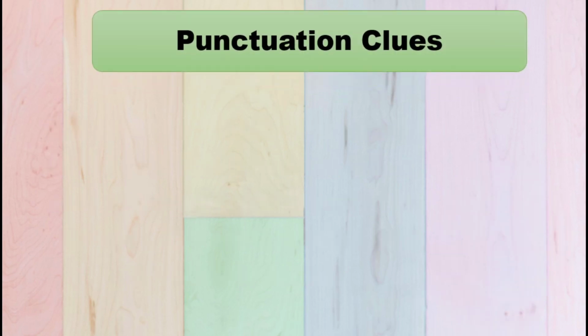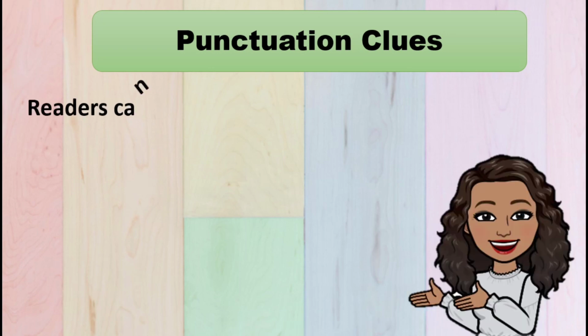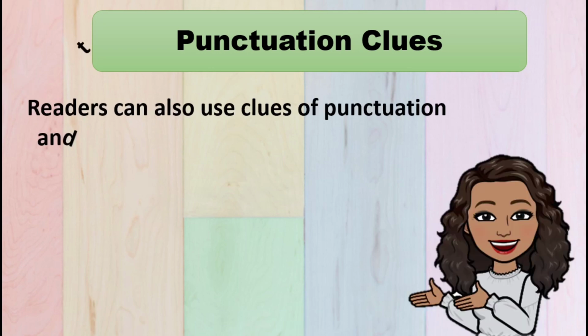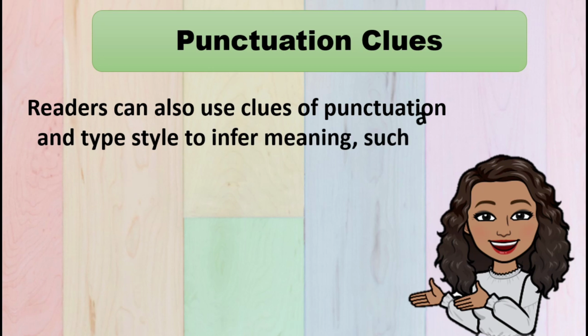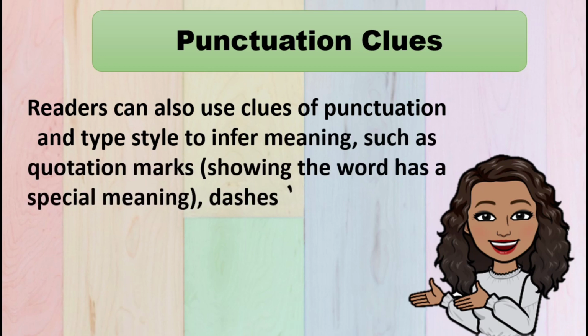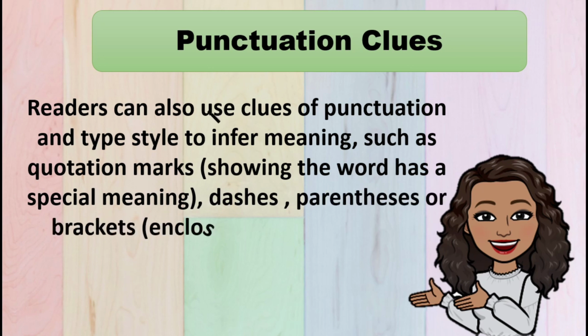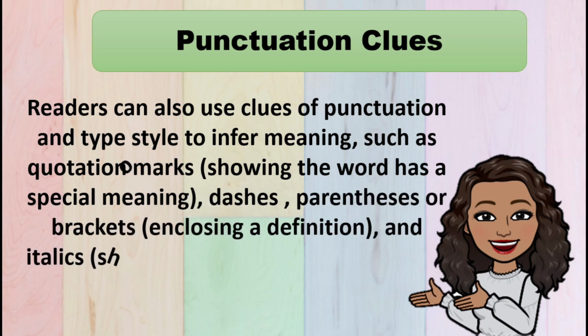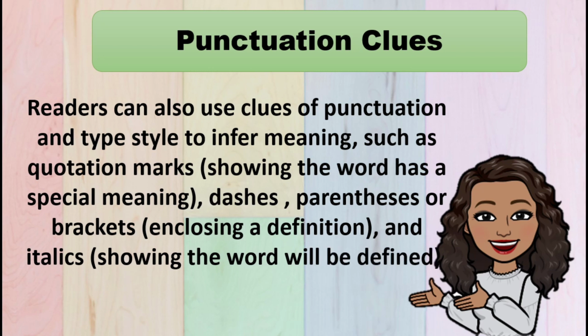For the last type, we have here punctuation clues. Readers can also use clues of punctuation and type styles to infer meanings, such as quotation marks showing the word has special meaning, dashes, parentheses, or brackets enclosing a definition, and italics showing the word will be defined.